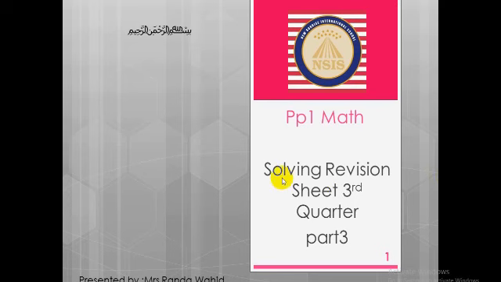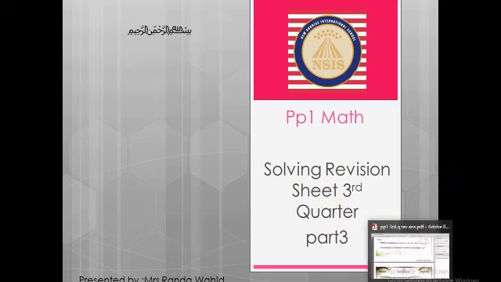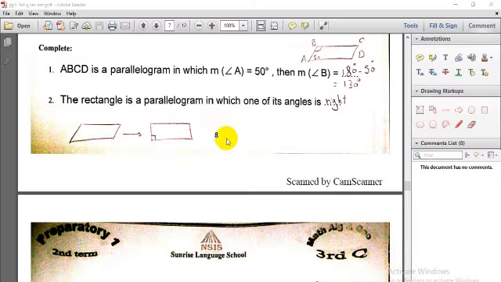Today we're going to complete our solving revision sheet, third quarter. Today is part 3. Open with me your revision sheet, page 8. We have here number 1, complete number 1.